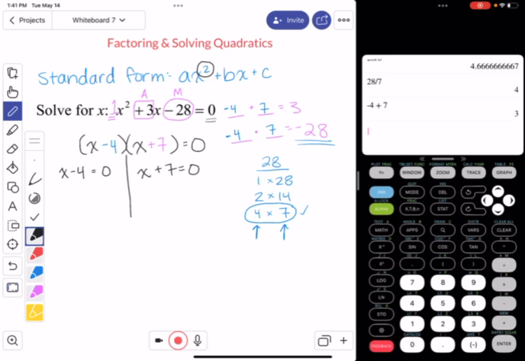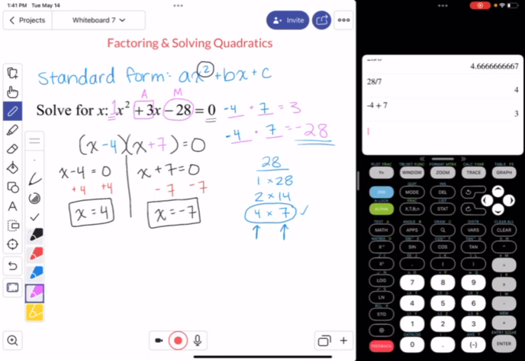So here I'm going to solve this using inverse operations. So I'm going to do plus 4 on both sides. And I'm going to end up with x is equal to 4. On the other side, I'm going to subtract 7 on both sides of my equal sign. And I end up with x equals negative 7. So here are my two solutions for x for this quadratic equation. Normally you'll have either 0, 1, or 2 solutions for a quadratic in Algebra 1.